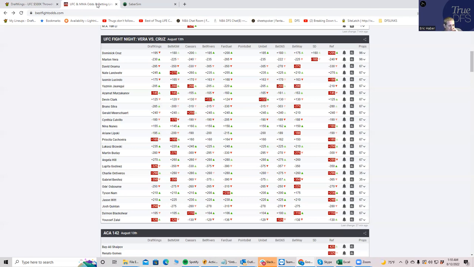And then you go back to the Lipsky-Cachuera fight. Playing Cachuera is going to be rough, but the only thing that's really stopping me from doing it is I've seen just a lot of love for her. I just have this weird feeling she's going to be more popular than I think. So I want to take a look at that, but this is exactly the type of range I think you want to take a shot at.